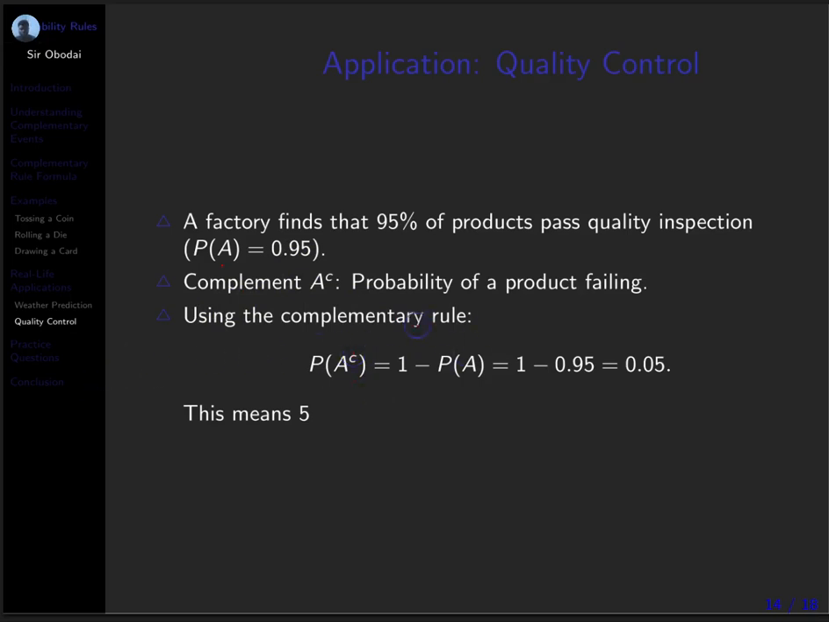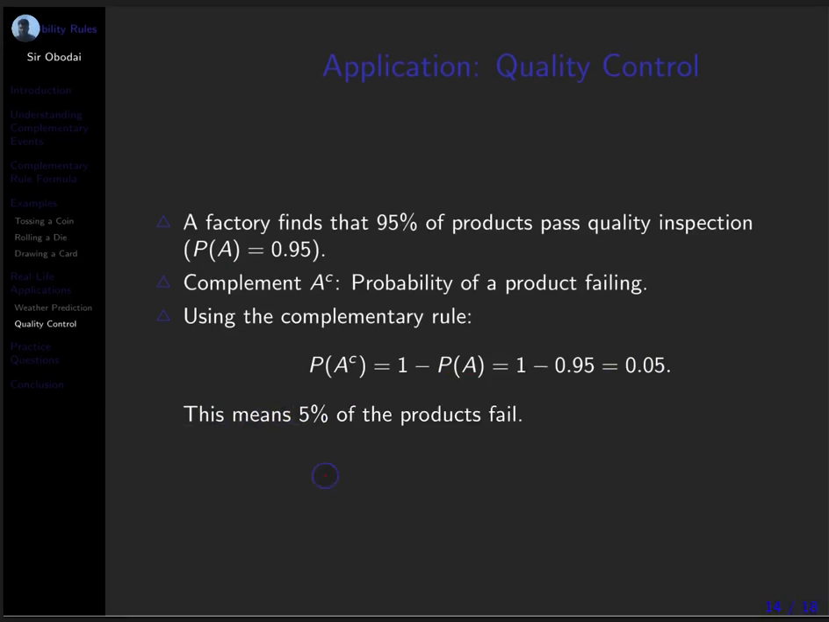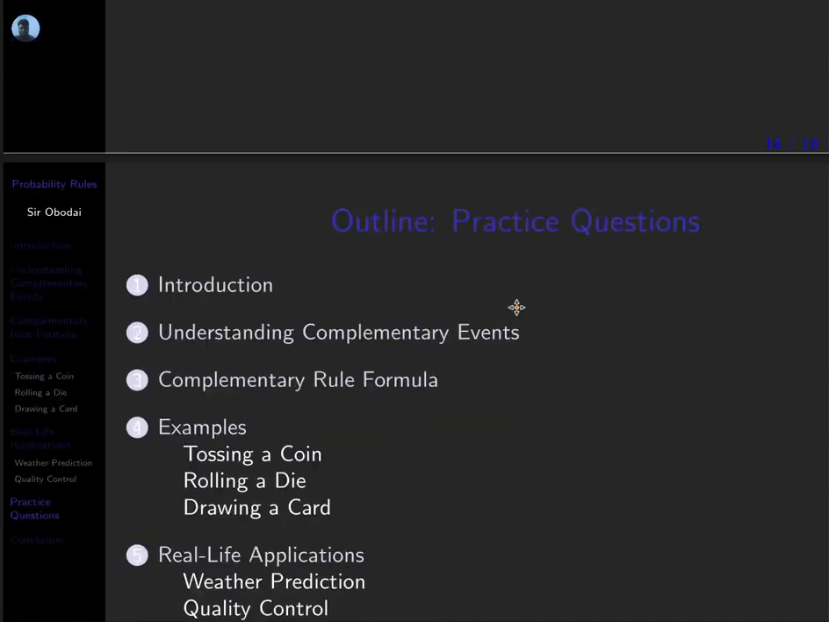So using our complementary rule, we have 1 minus the probability of it passing. So 1 minus 0.9 here, which then gives us 0.1. You see, so this means that there is a 10% probability of the product failing. So this means that 10% of the product fail the quality inspection.